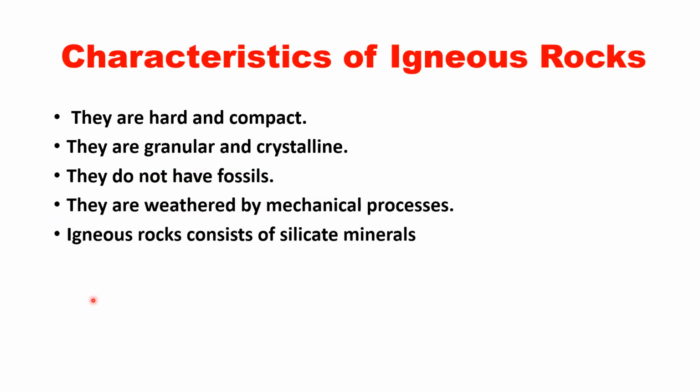Characteristics of igneous rocks. They are hard and compact. Compact means tightly packed together. They are granular. Granular means grains. And crystalline. They do not have fossils. They are weathered by mechanical processes. Weathered means wearing away by wind, rain, etc. You know the Aravallis. The Aravallis are an example of a mountain that has been weathered to a large extent. Igneous rocks consist of silicate minerals.